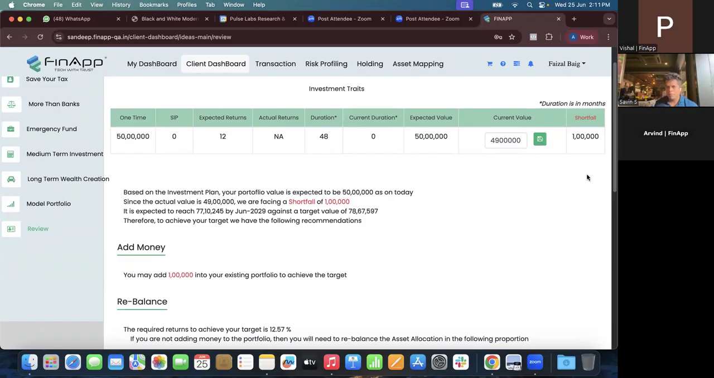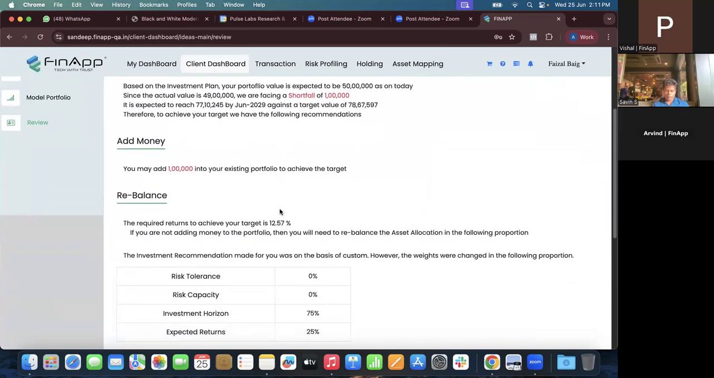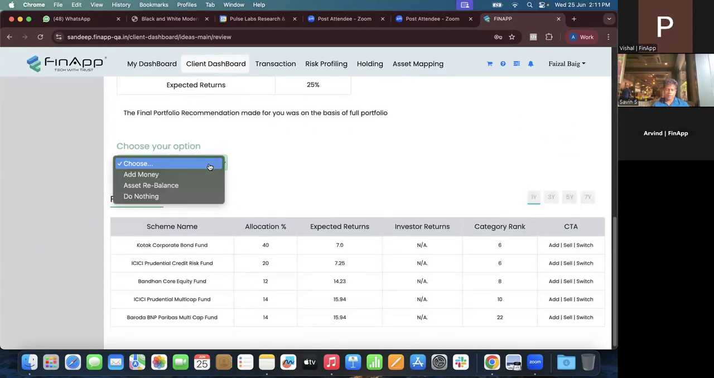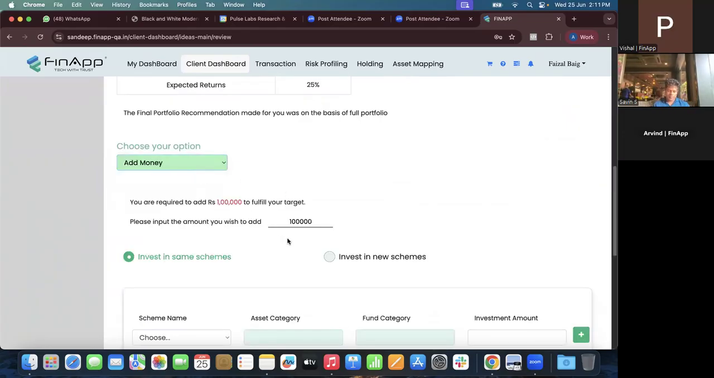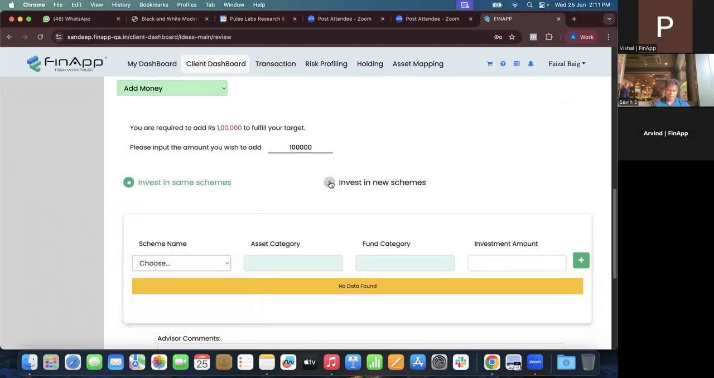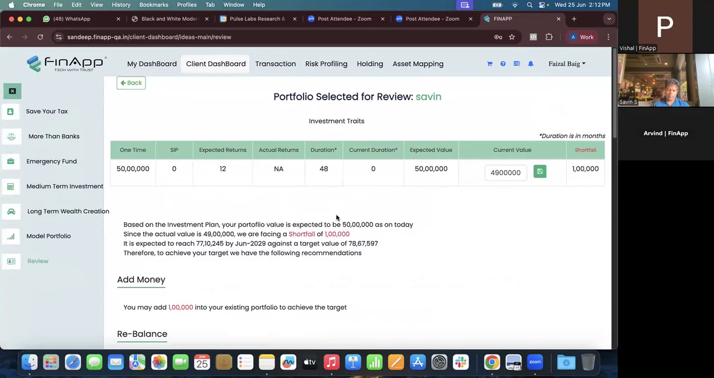If you have some money, why don't you put in 1 lakh rupees? If you don't have money, what we can do right now is rebalance your portfolio, debt and equity. So the system gives you 3 options. Add money, you can put in money in the same schemes, or if you want to add some new scheme, you can do that as well. So all this is executable from here itself.